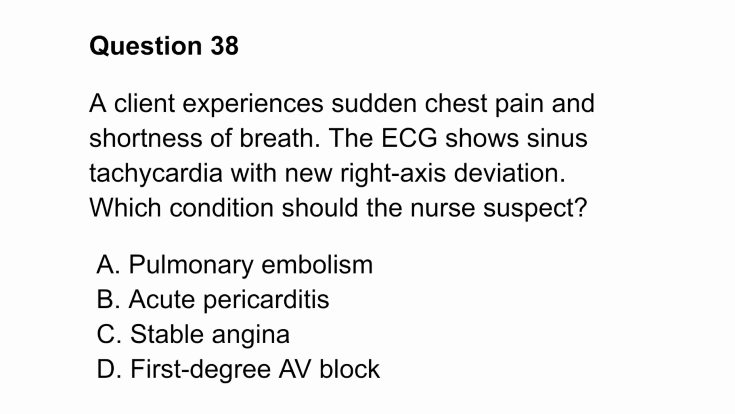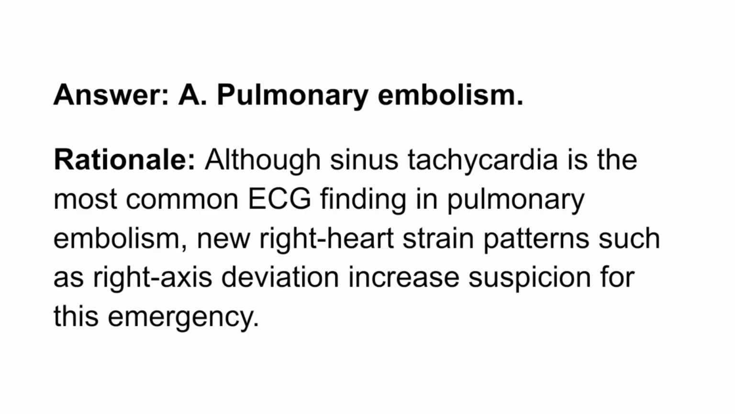Question 38. A client experiences sudden chest pain and shortness of breath. The ECG shows sinus tachycardia with new right axis deviation. Which condition should the nurse suspect? A. Pulmonary embolism. B. Acute pericarditis. C. Stable angina. D. First-degree AV block. Answer: A. Pulmonary embolism. Rationale: Although sinus tachycardia is the most common ECG finding in pulmonary embolism, new right heart strain patterns such as right axis deviation increase suspicion for this emergency.